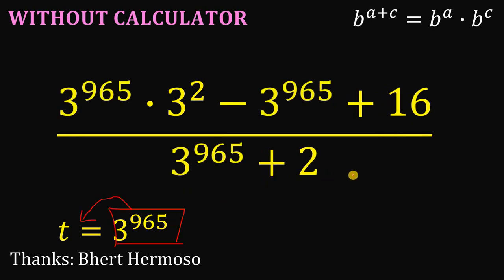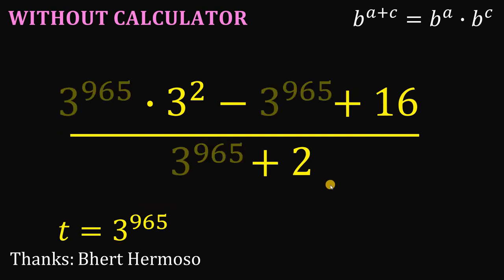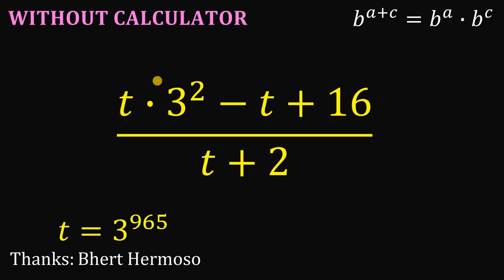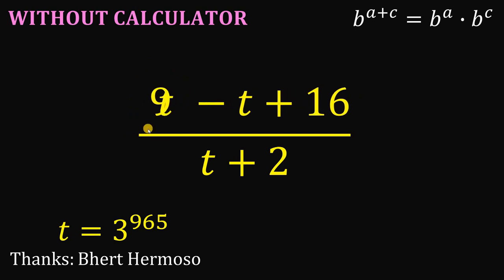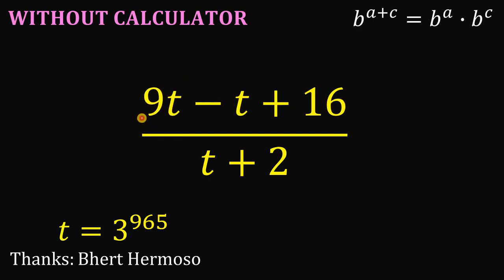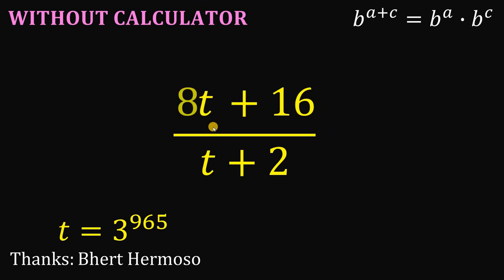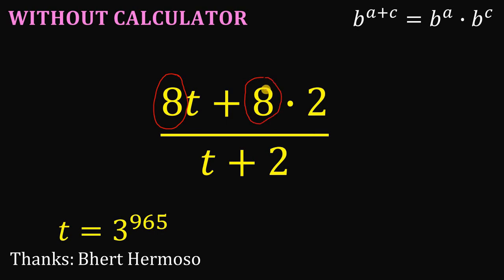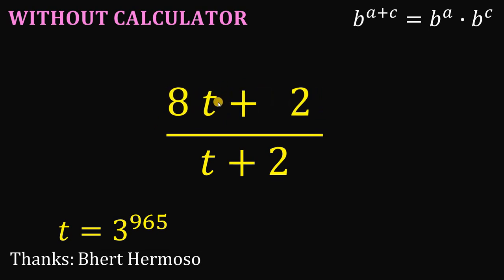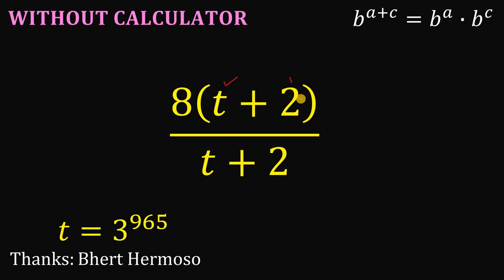Alright, so let's focus on the expression with the variable t and simplify. 3 raised to the power of 2 gives us 9, and 9 multiplied by t gives us 9t. Next, 9t minus t, we can combine this, which gives us 8 multiplied by t. Now, this 16 is just 8 times 2, so we have a common factor of 8 and we can factor it out. If we do that, we get 8 multiplied by t plus 2.